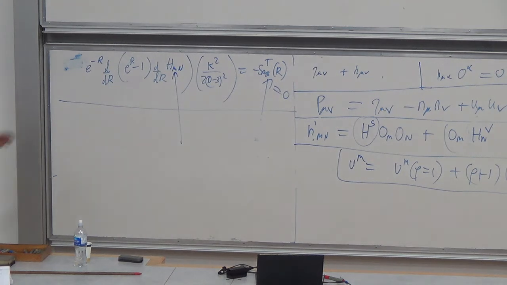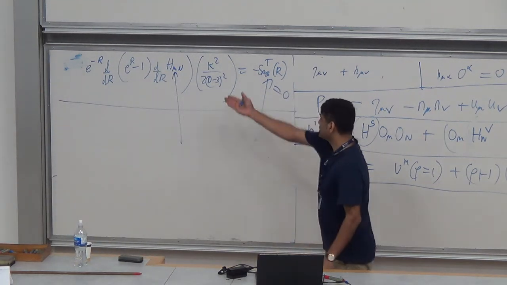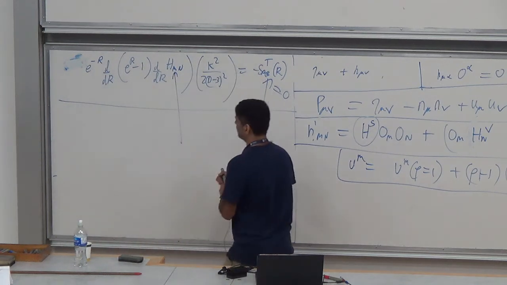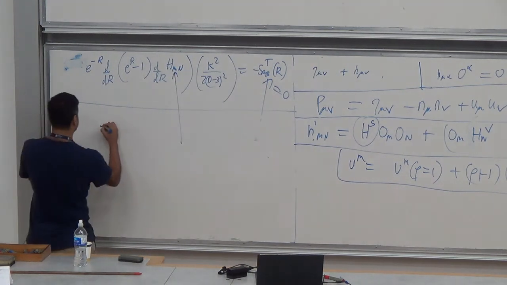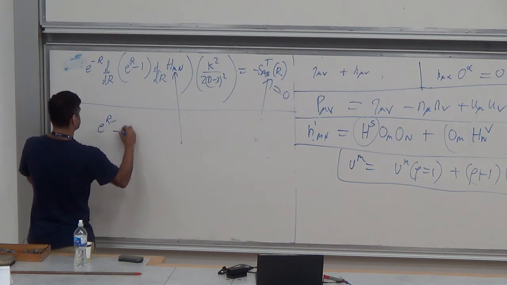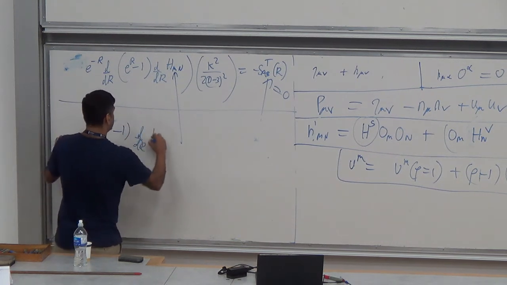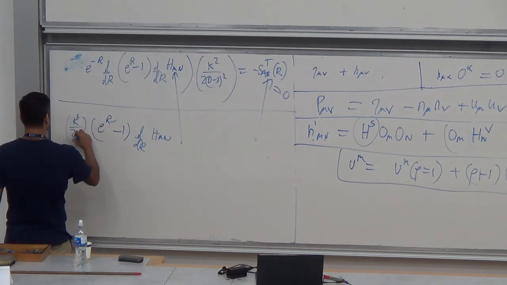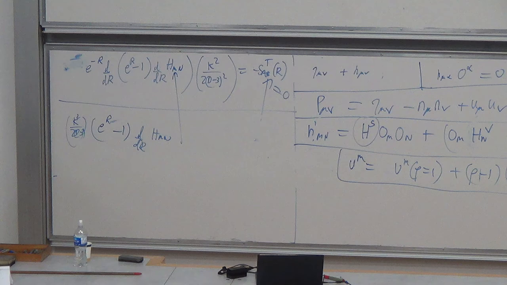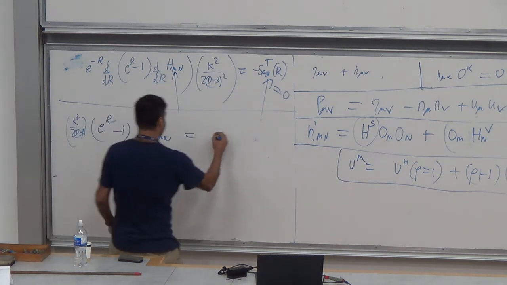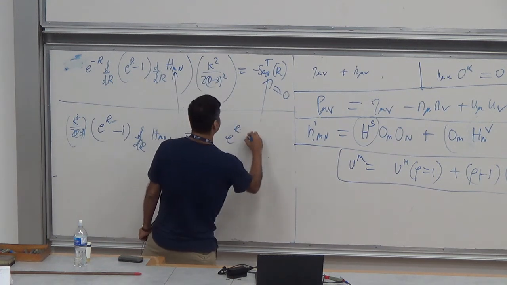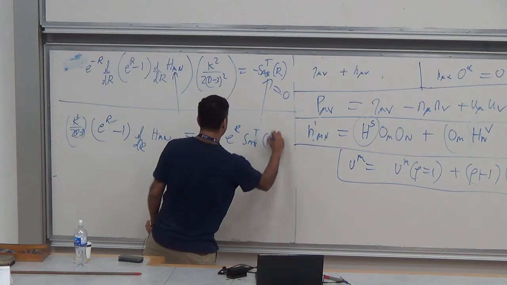Okay? Now I've got this differential equation. I just look at it. It's a terribly simple differential equation. I solve it by integration. I take this e to the power r on the right hand side and I integrate to get e to the power r minus 1 d by dr hmn times this constant k squared by 2. K, by the way, is the trace of the extrinsic curvature of the membrane. Okay. Is equal to the integral of e to the power r sab of r.